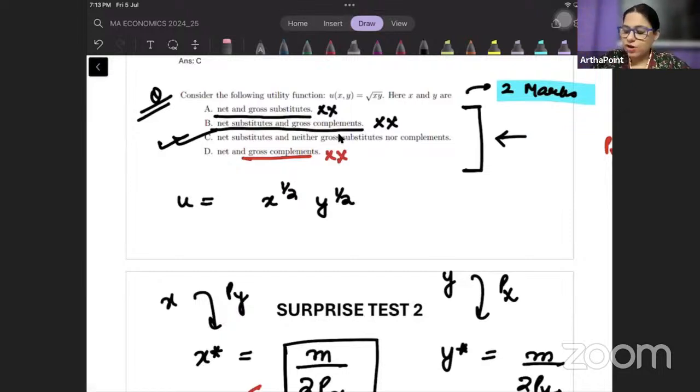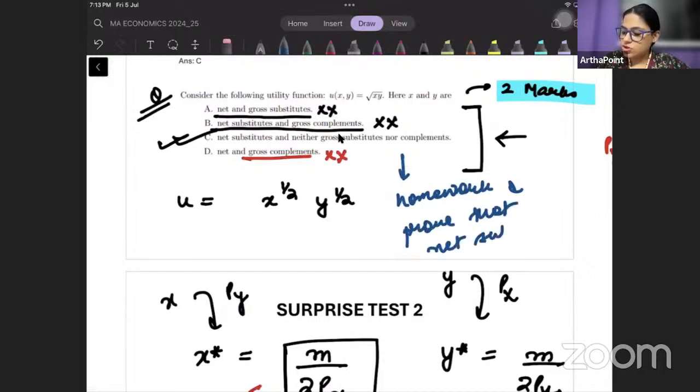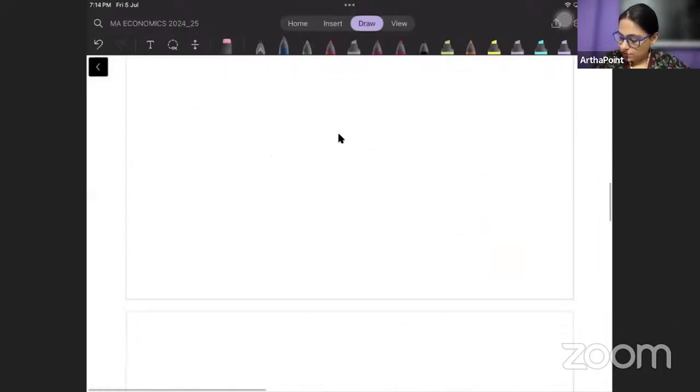But still, homework for all of you. Prove that they are net substitutes. This is a homework question for all of you. Prove that they are net substitutes. So what will you do? Find the Hicksian demand and then go ahead and do the process we did in the last class. Right? Yes, because it's a Cobb-Douglas function. Correct. Okay, beta. Next question.